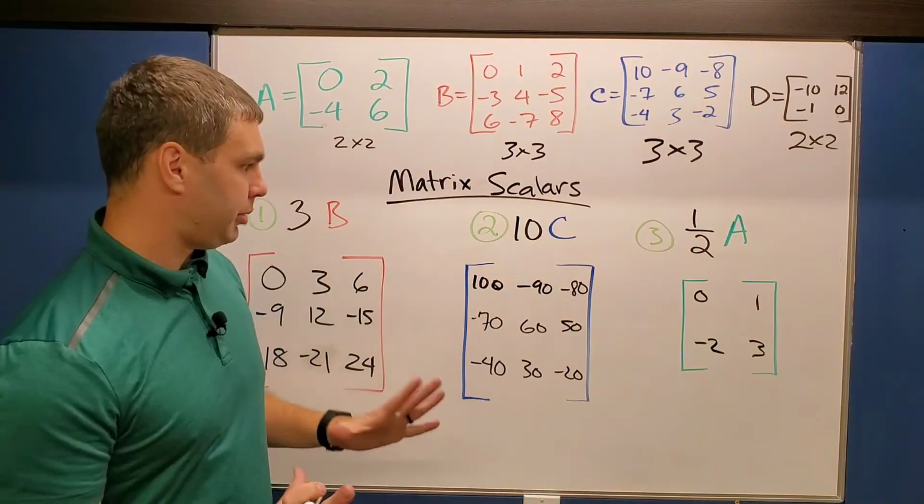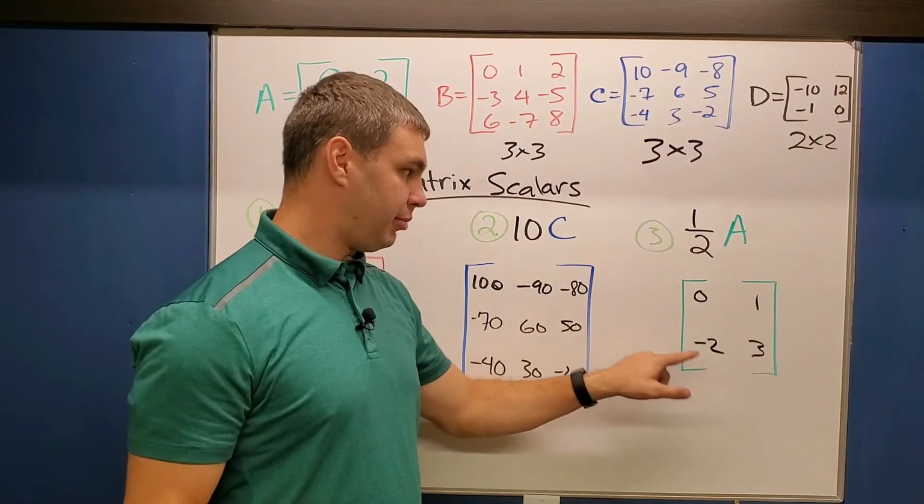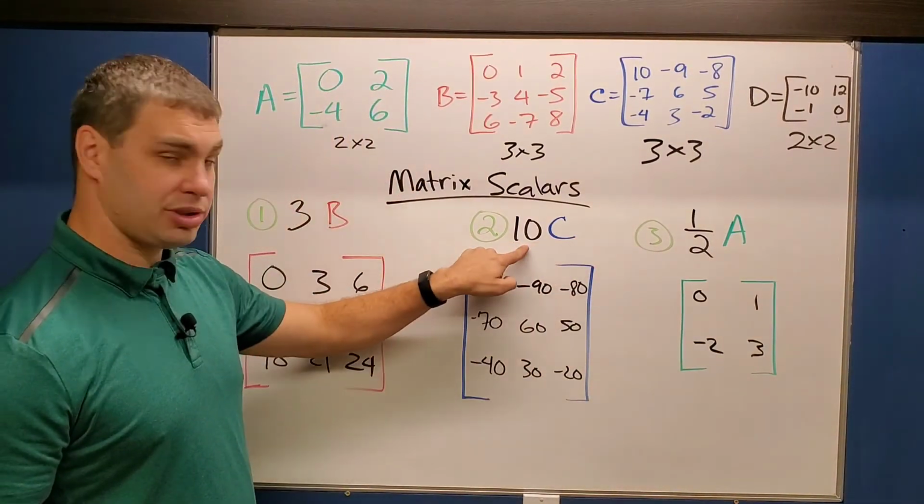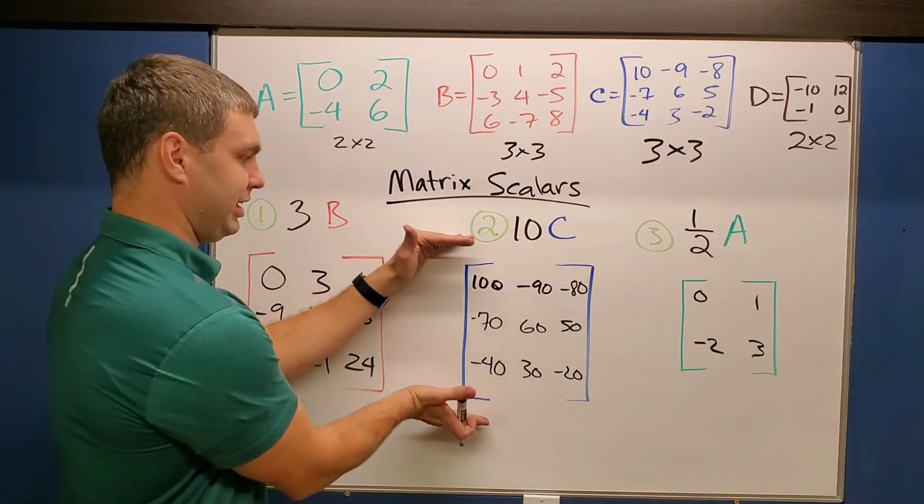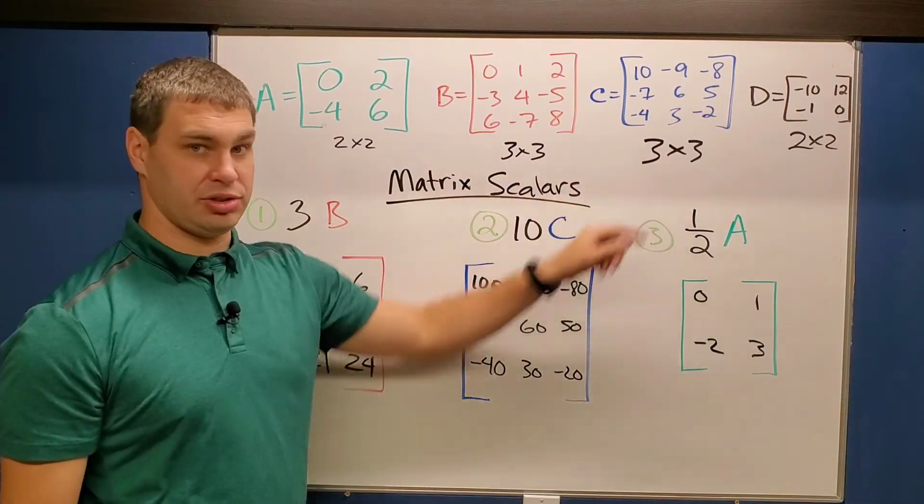Okay, so a couple things. Again, these are all going to end up being multiples of your scalar, and then you'll also end up with the same size matrix as you started with.